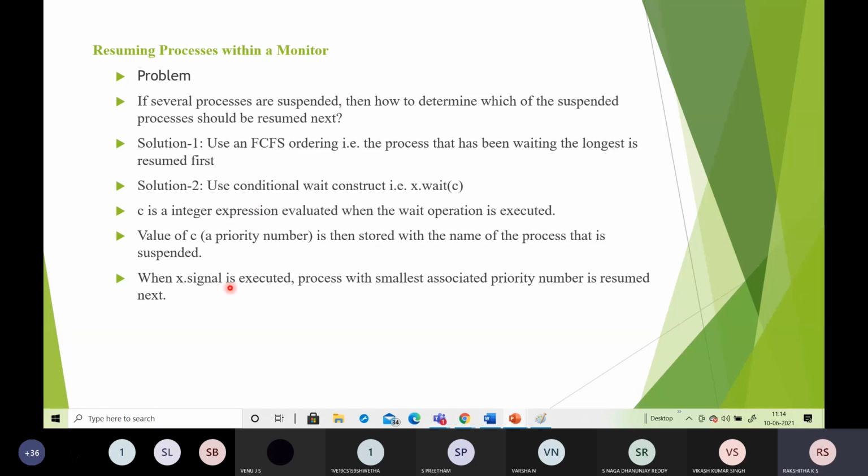x.signal is executed with the smallest associated priority number. So x.wait is executed with the highest priority number and x.signal is executed with the smallest priority number. Why? Because x.wait is used to go from the entry section to the critical section, as it is entered first, and x.signal executes from the critical section to the exit section.